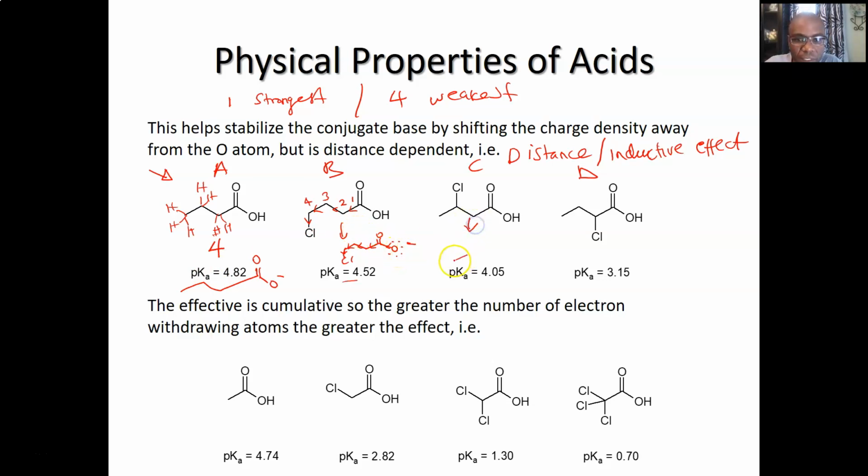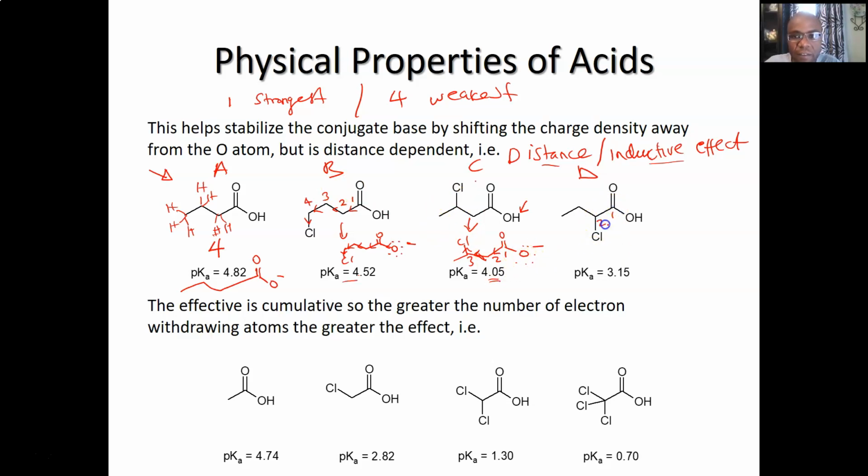So do the same thing here. Our conjugate base after losing the acidic hydrogen will look like this. This time the chlorine is on the 3rd carbon, so it's closer to the O minus, so it has a higher effect on electron pull through bond, which is inductive effect. So like I said, we are considering both distance and inductive effect. Look at how far it is. So this is a stronger acid than this. Molecule C is a stronger acid than molecule B because the Cl is closer to the farthest oxygen.